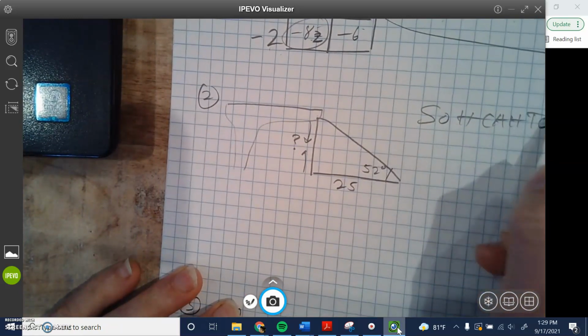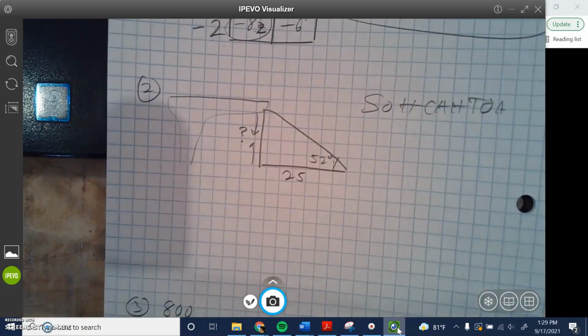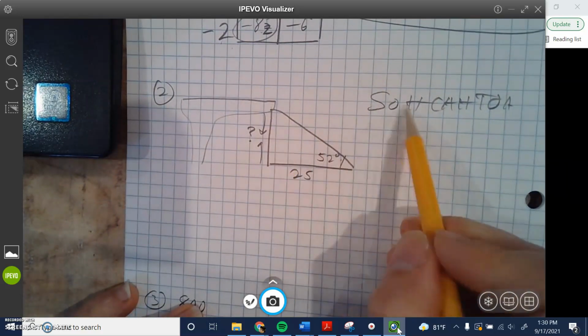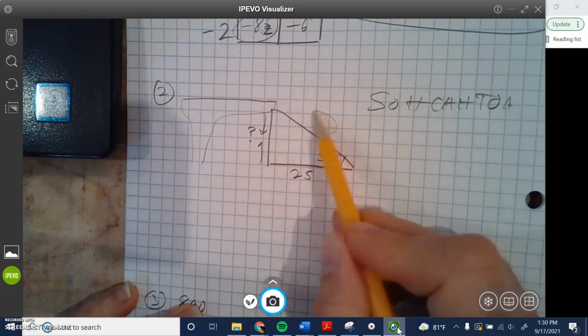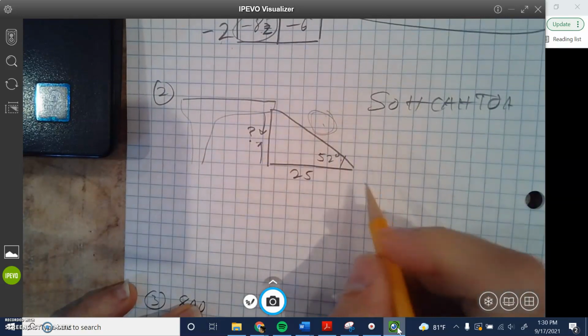I always write SOH CAH TOA on the top whenever I know I have a right triangle and I got to find the missing angle or missing side. So in this case, I'm going to use SOH CAH TOA. If I had this side, I would use the Pythagorean theorem, but I have an angle. So I'm going to use SOH CAH TOA. Let's see what I have.